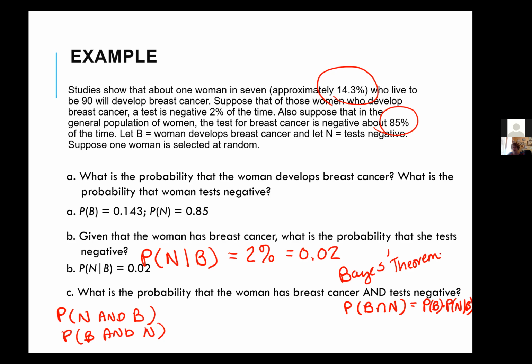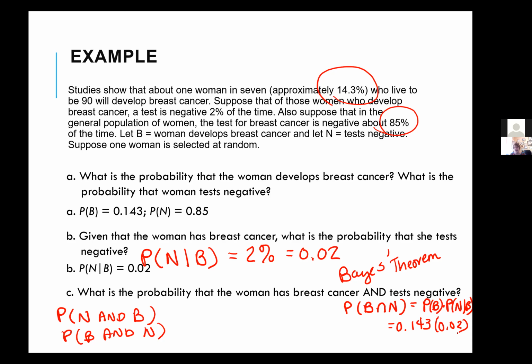And that formula over here on the right is Bayes' theorem, which we've looked at several times. So I can figure out the probability of having breast cancer and testing negative, which would be a bad thing, because you want to test positive if you actually have the cancer so you can start treatment. So the probability of having breast cancer and testing negative is the probability of having breast cancer, which is 0.143, times the probability of testing negative given you actually have breast cancer, which is 0.02.